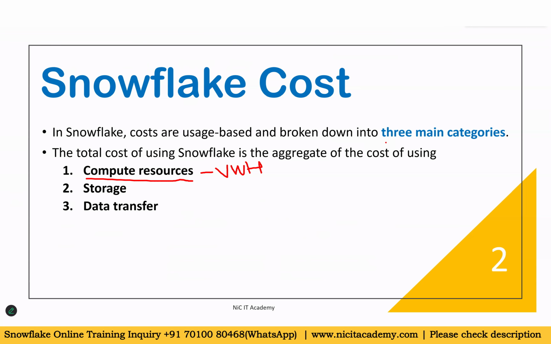So we have these 3 main categories. The total cost is the aggregate of the cost of all this usage. In compute also, we have 3 different costs, I'll show you. Then we have the storage. We have seen three different layers, so what are they? We have to remember: one is storage.